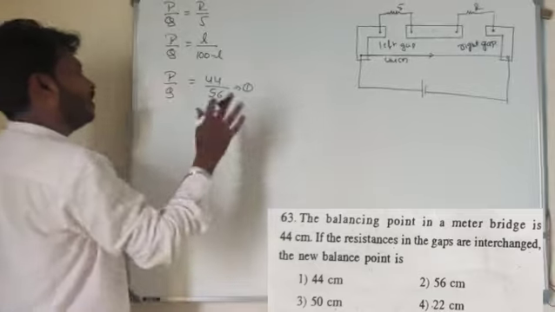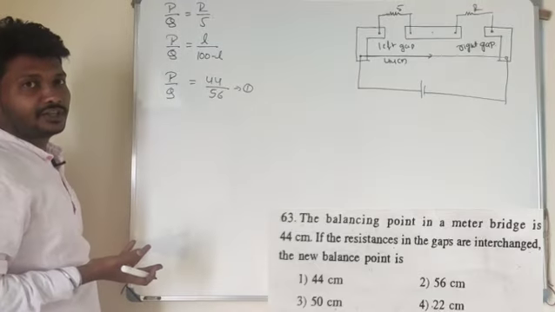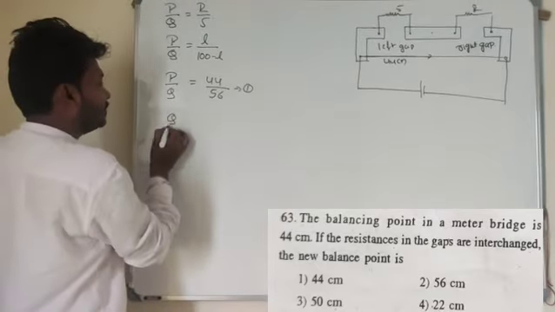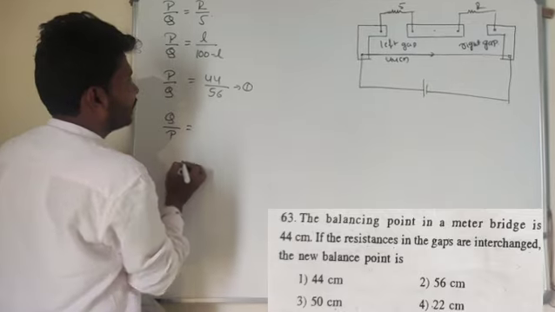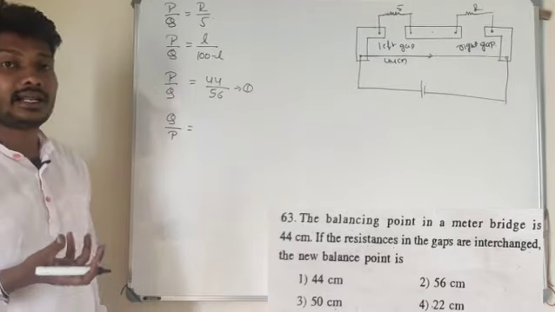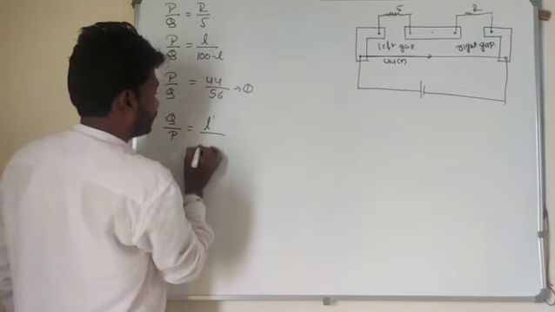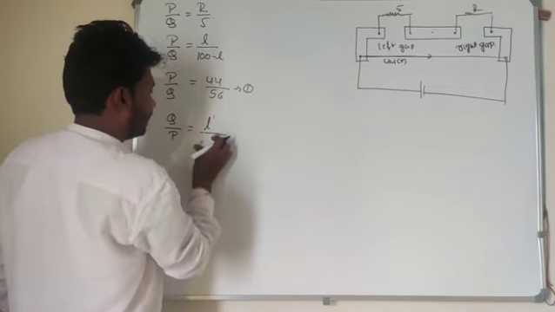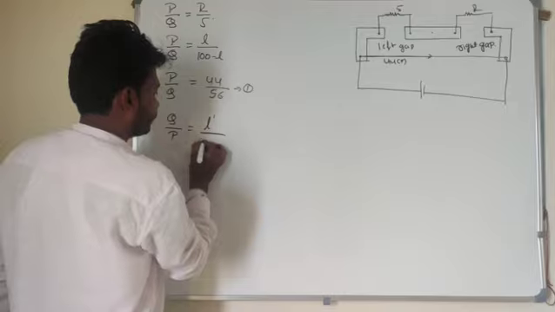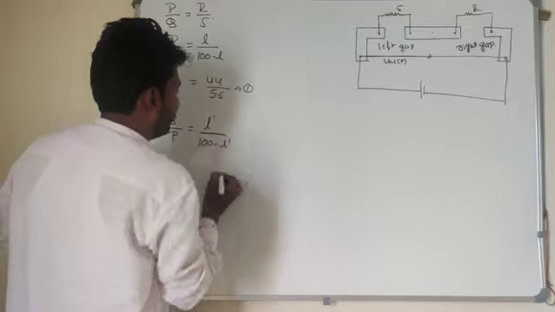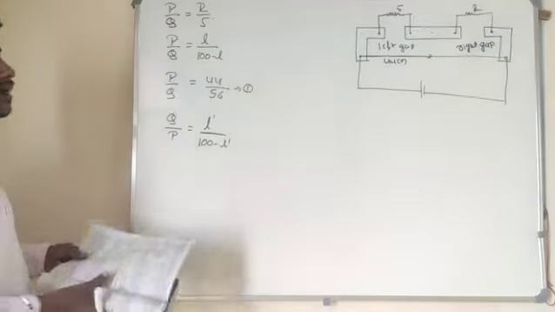Now that P and Q are interchanged, Q by P is equal to what? So what's the balancing length I can calculate? That is L1 dash divided by 100 minus of L1 dash. 100 minus of L1 dash I can take here.